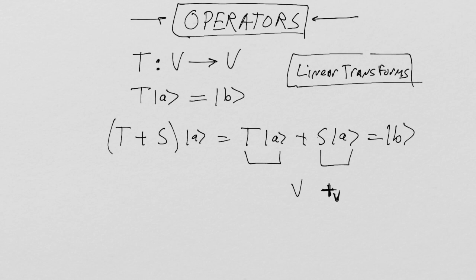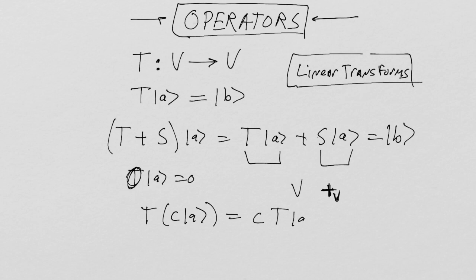And there's a transformation to zero, right? A transformation that takes T acting on any ket gives you zero, and that's sort of the zero transformation. And it's linear over the complex numbers. So T acting on C times the ket A, where C is some complex number, is equal to C times T acting on A. All right, so that linearity is really important. All these operators are linear.